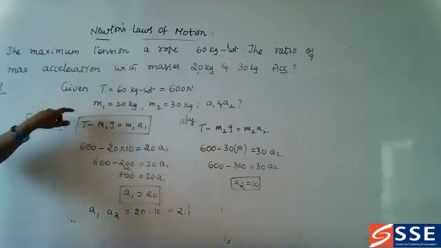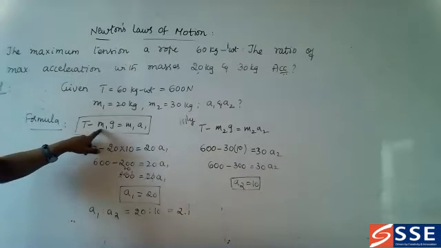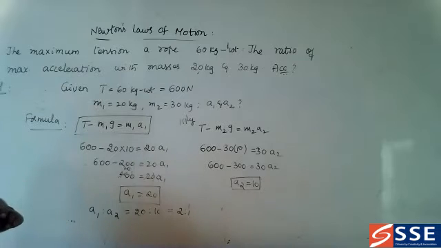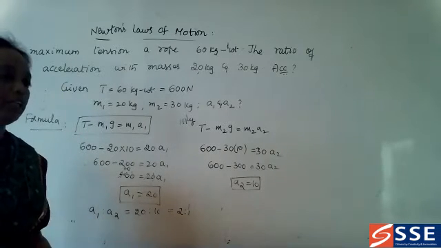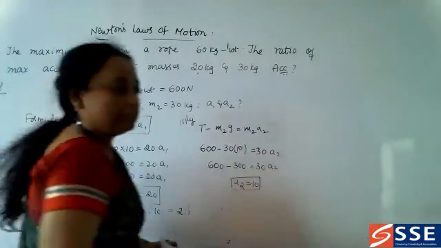So while calculating tension, we have to use this formula, T minus M1G is equal to M1 into A1. So this is the formula, and the answer is A1 is to A2 is 20 is to 10. We can write this also 2 is to 1. Have you written it down, ma?